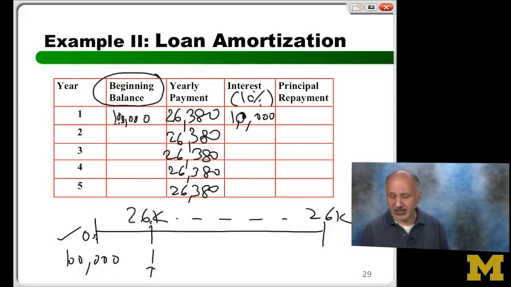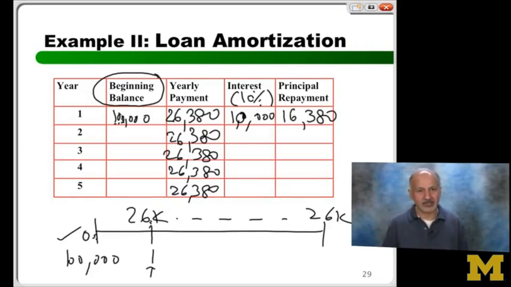So how much will you repay the loan? Remember, because the goal here is not only to pay interest, but to repay the loan. So how much is left? Very simple. If you are paying $26,380 and you are paying $10,000 interest, how much is the loan repayment? Straightforward. Take this, subtract this, you are left with $16,380.